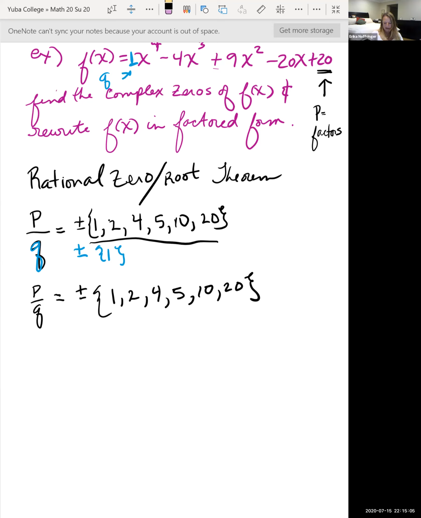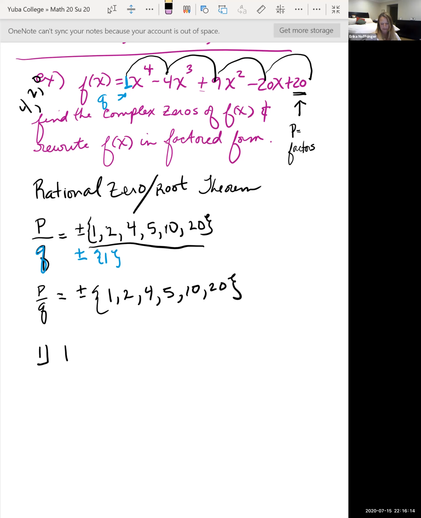I always tend to go with the smaller numbers and work up. So let's test one and see if it's a zero. For this polynomial, I would use synthetic division. Let's put the coefficients down in descending order of powers. If any term is missing, make sure you put a zero in that place. But there's no term missing. So we have 1, negative 4, 9, negative 20, and 20. Bring down 1. 1 times 1 is 1. Negative 4 plus 1 is negative 3. 1 times negative 3 is negative 3. 9 minus 3 is 6. 1 times 6 is 6. Negative 20 plus 6 is negative 14. 1 times negative 14 is negative 14. This is not going to give me 0.